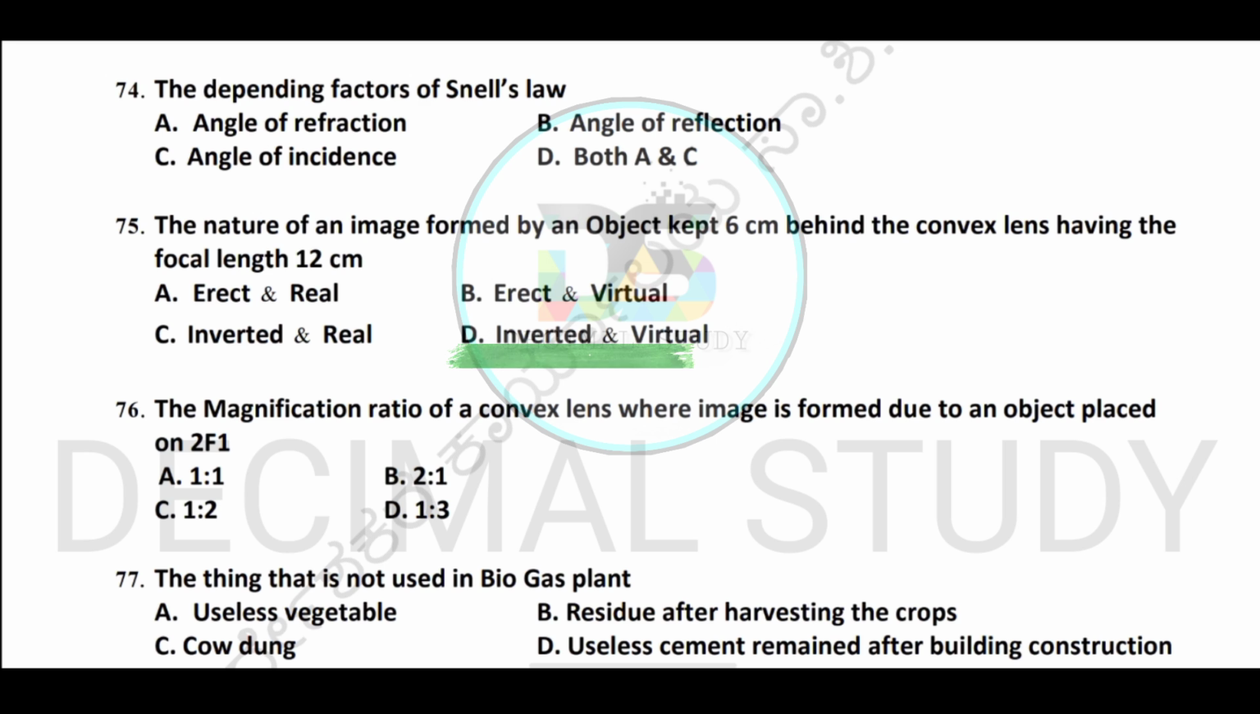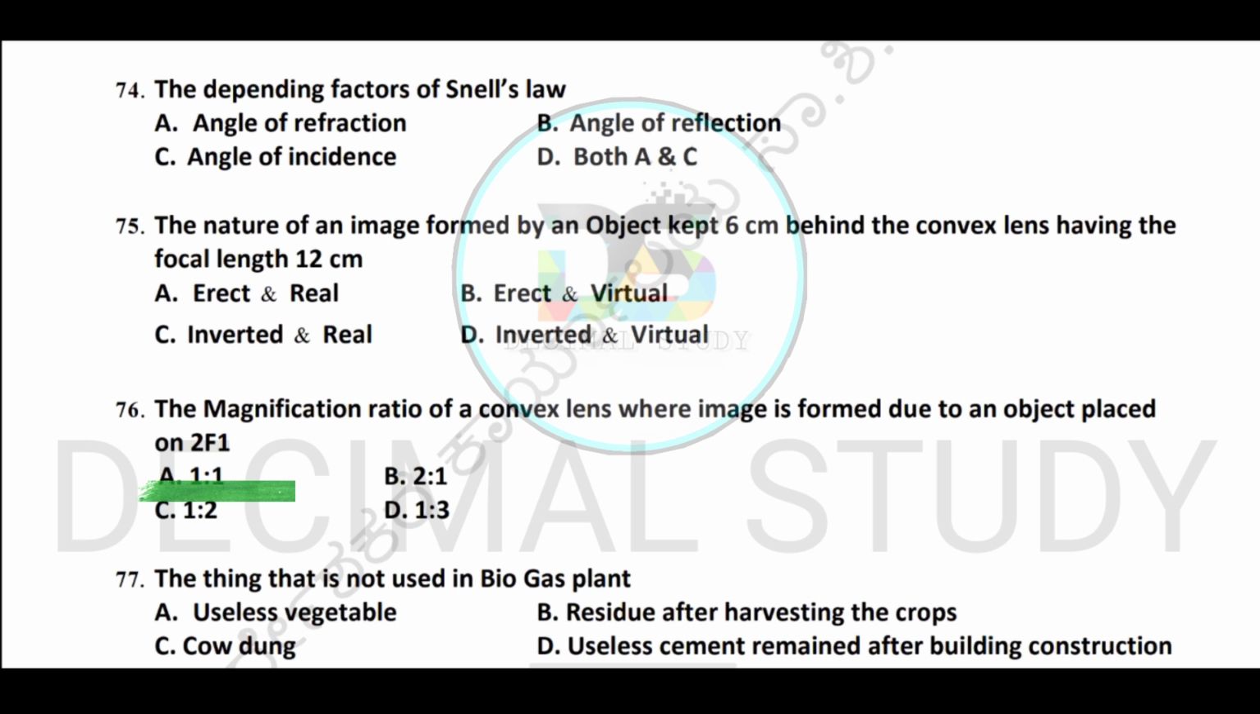Question number 76. The magnification ratio of convex lens where image is formed due to an object placed on 2f1. Options are 1:1, 2:1, 1:2, 1:3. The right answer is option A, 1:1.